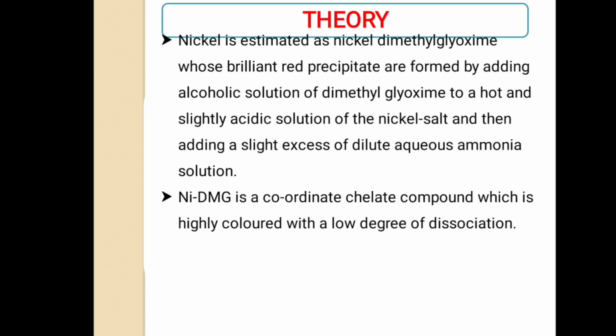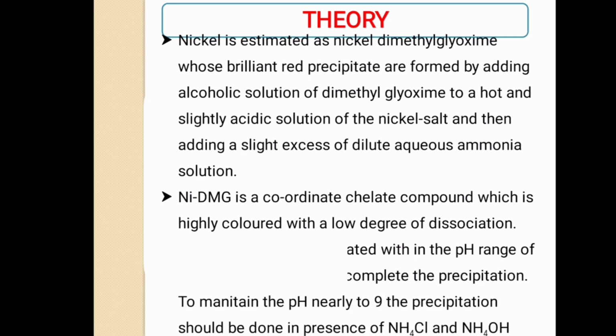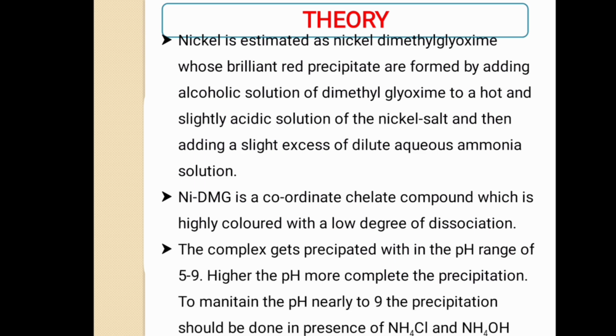Theory of estimation of nickel using DMG. Nickel is estimated as nickel dimethyl glyoxime, whose brilliant red precipitate is formed by adding an alcoholic solution of dimethyl glyoxime to a hot and slightly acidic solution of the nickel salt and then adding a slight excess of dilute aqueous ammonia solution. Nickel DMG is a coordinate chelate compound which is highly colored with a low degree of dissociation.